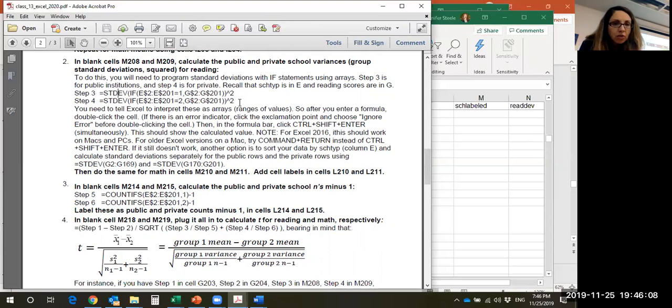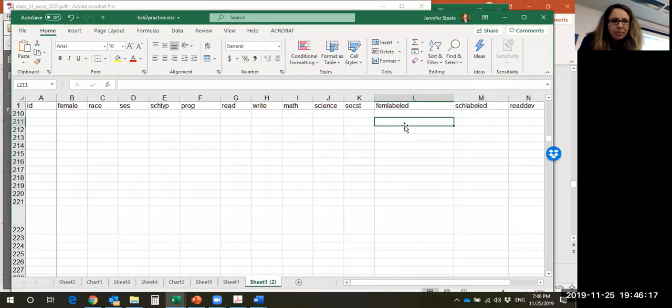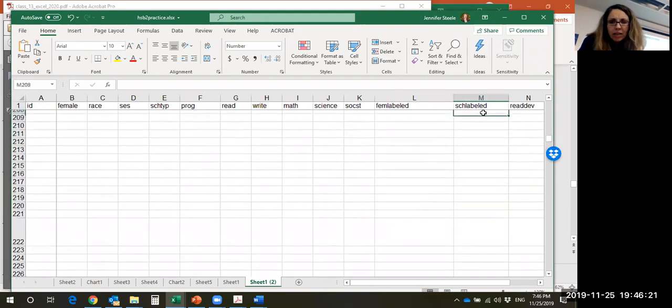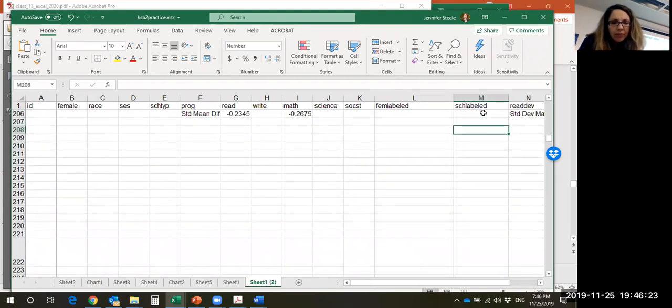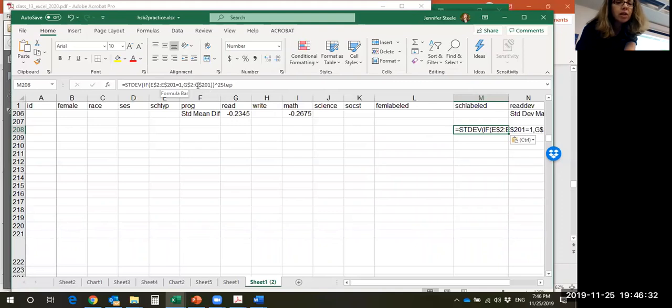I'm going to paste those formulas into M208 and M209, but I'm sorry to tell you that it might not work because Excel is a little difficult sometimes. Okay, M208. I paste in that formula: equals standard deviation, parentheses, if, parentheses, and then the E's are equal to 1, comma, the G's, close two sets of parentheses, and caret 2, which is square.